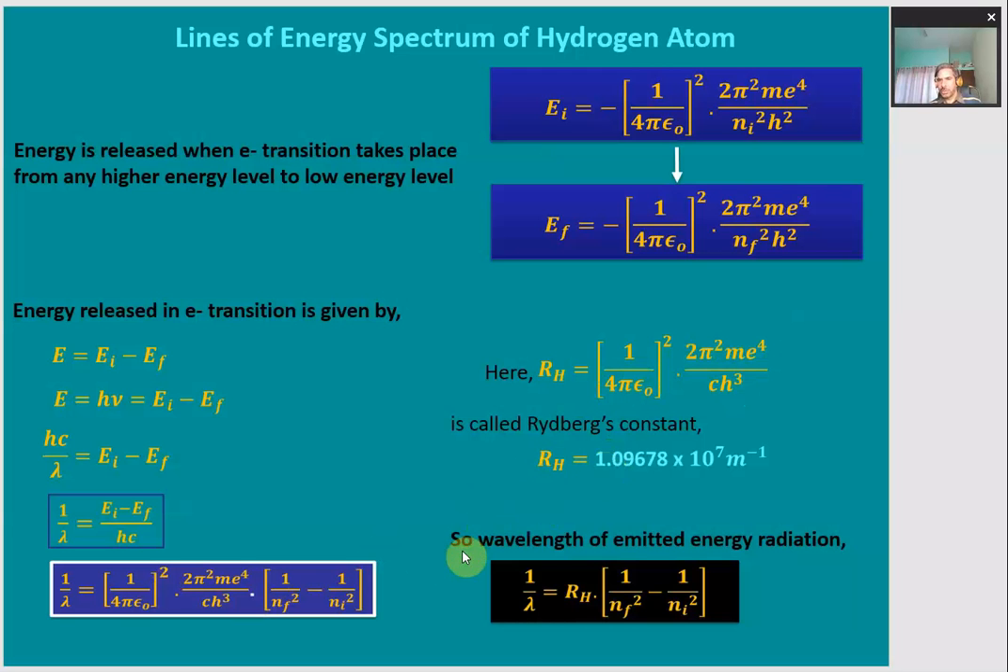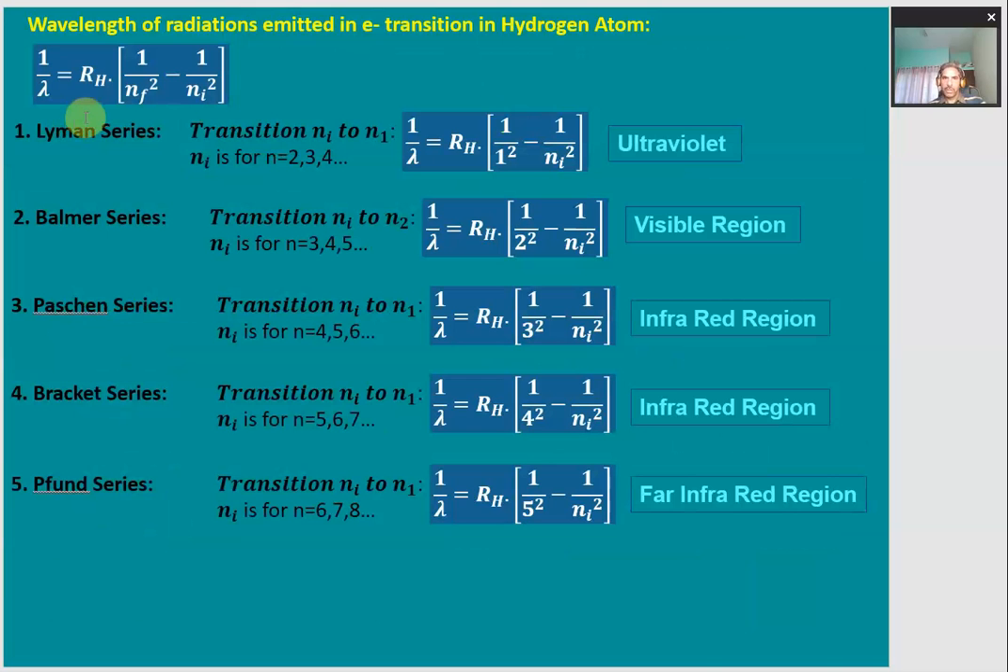So therefore the wavelength of emitted energy radiation will be 1 upon lambda is equal to RH times this term inside the bracket. Okay, now we can talk about the different energy radiations emitted in case of transition of electron in hydrogen atom by using this formula. So this is the formula for the wavelength of the energy or radiation which is released.